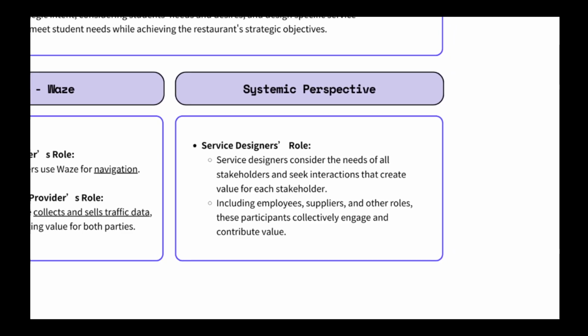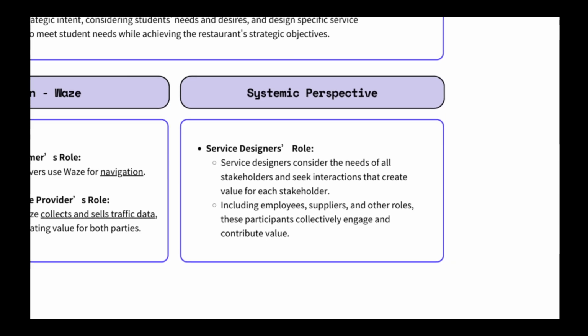Service designers consider the needs of all stakeholders and look for interactions that can create value for each stakeholder, such as employees and suppliers. These roles participate and contribute value together.